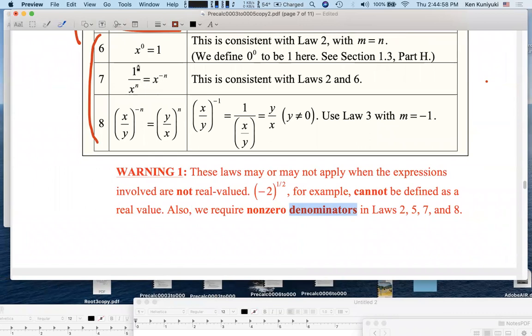Now, this over here, 1 over x to the n equals x to the opposite of n. Basically, the x to the n, the power of x, can move over here if you flip the sign on the exponent, if you take the opposite of the exponent. Let's discuss that.